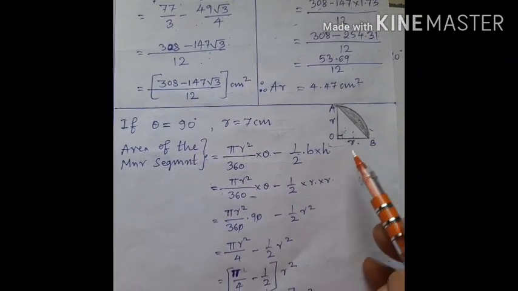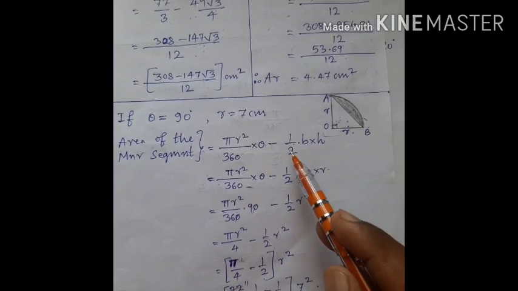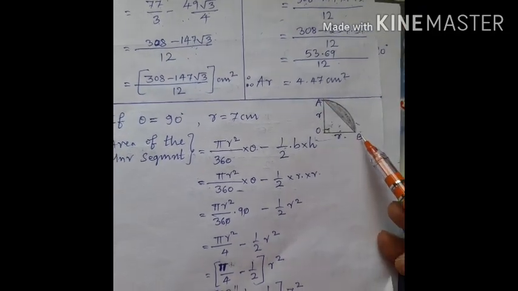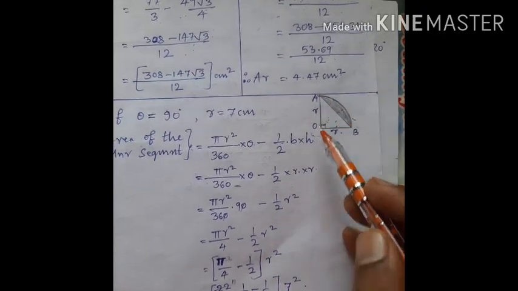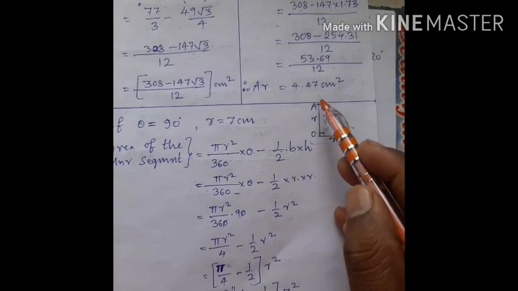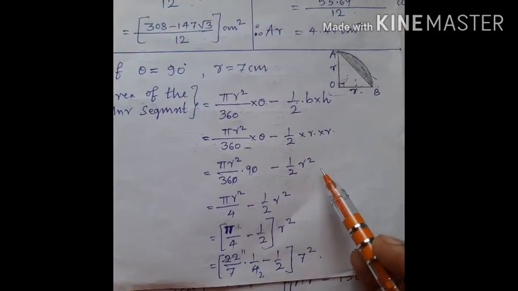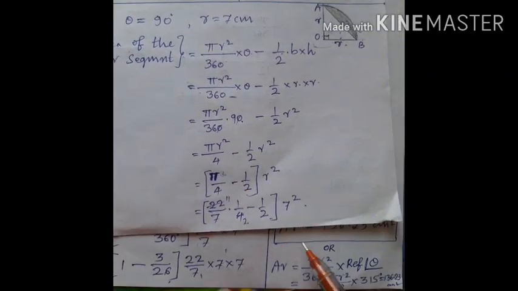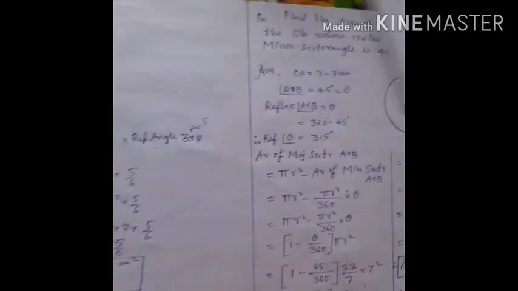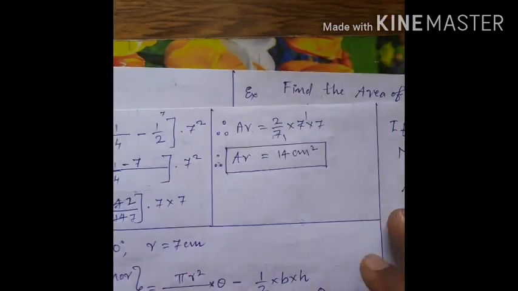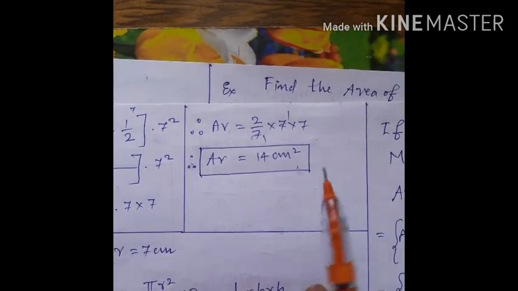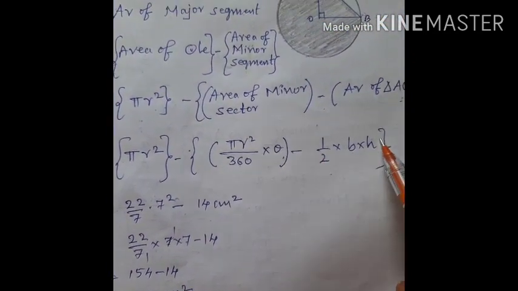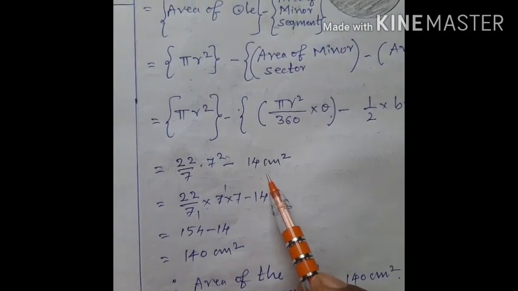Here the triangle involved is a right angle triangle. That's why half into base into height is half into radius into radius. I am not taking AB as base. I am taking OB as base and OA as height. Therefore half into base into height is half r². So πr² by 360 into 90, then its simplification goes up to 14 centimeters square. Therefore, instead of πr² by 360 into theta minus half base into height, I can place 14 centimeters square.